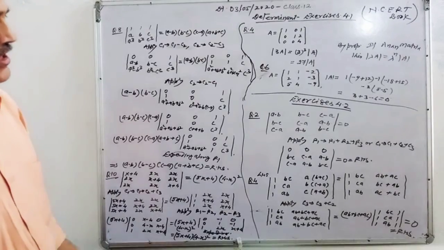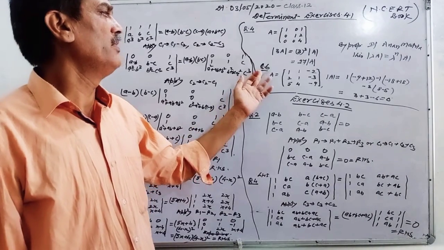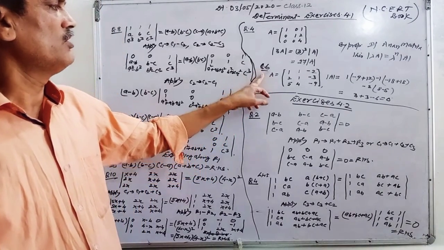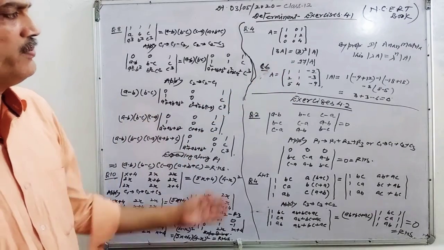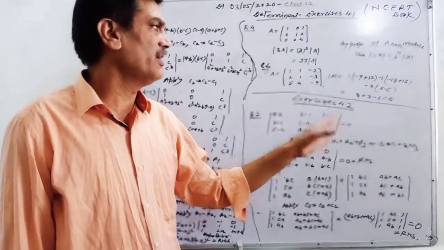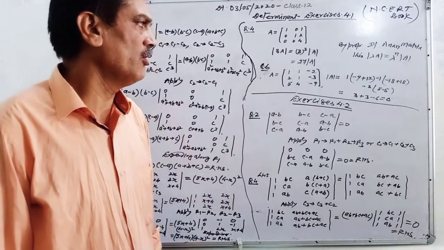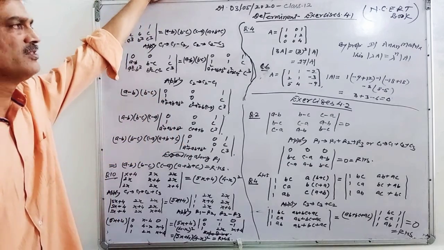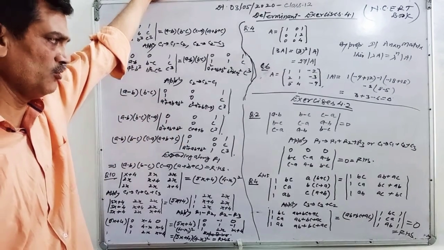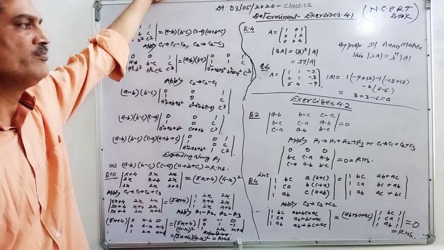Now the next question. This determinant you only have to expand. How to expand, you know. Simply you can expand along any row or any column. After expanding you will get this result. Simple problems are given in this exercise. You can do them easily.